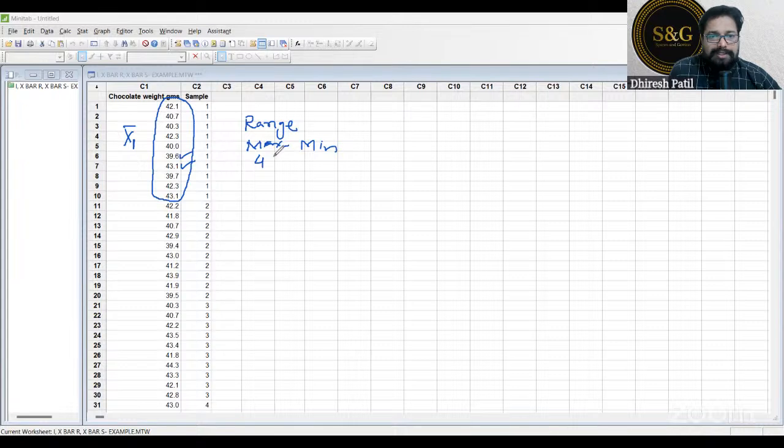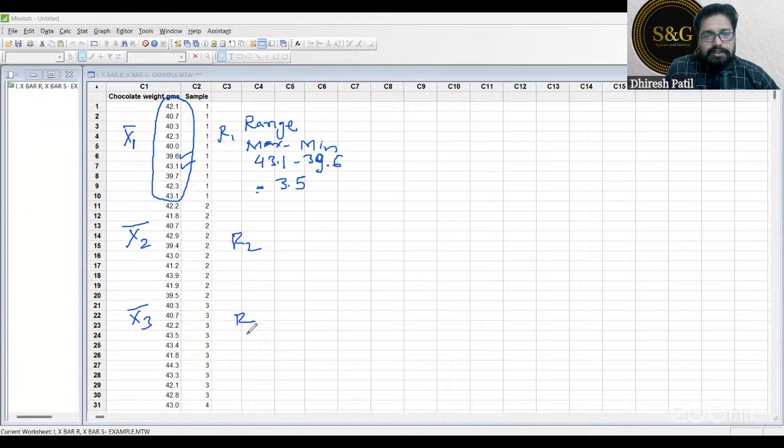So 43.1 minus 39.6 is equal to how much? It is equal to 3.5. So the range will be 3.5. Are you clear with this? Just type yes in the chat box. Is it clear? This is called the range. So this will be R1. Similarly, for the second group, it will be X2 bar and then R2, then X3 bar and then R3, etc. All these data points will be calculated.